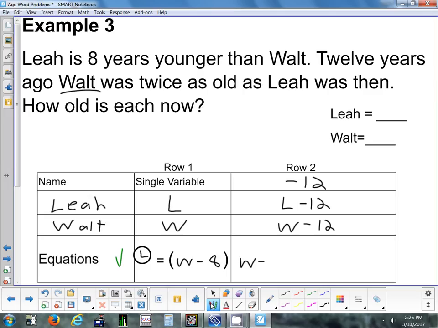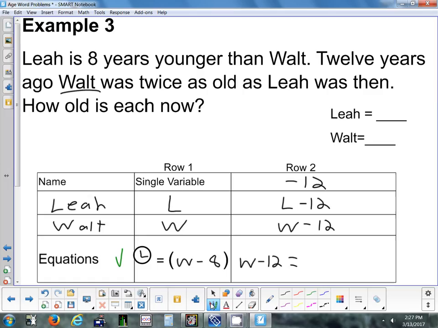Yep, W minus 12. Walt was. Hannah, how would you do was? Was is, it's like the past tense of is. Equals. Okay, was, is, will be, they mean the same thing. So Walt was twice as old as Leah.